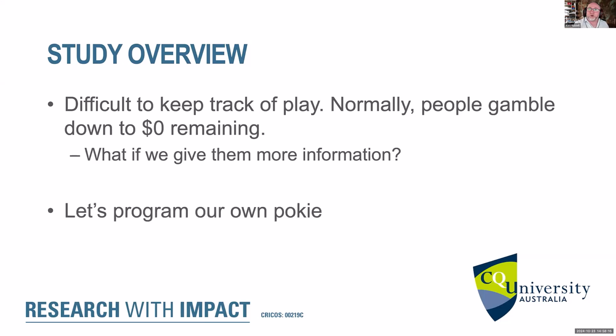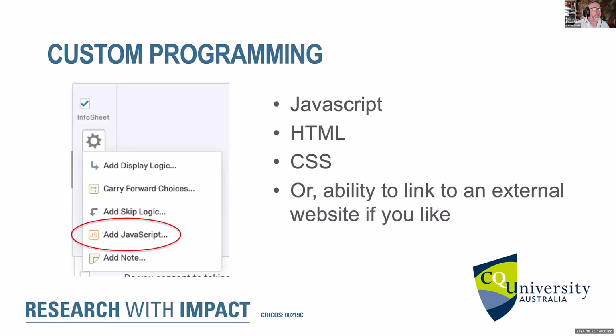To do that, we programmed a pokey, and we showed it to them in Qualtrics. We used JavaScript programming here. That's one thing that Qualtrics supports. You can use all sorts of other stuff, HTML, CSS. You can even link to external websites and display those in a survey too. We've done all that. And we didn't design our own pokey here.